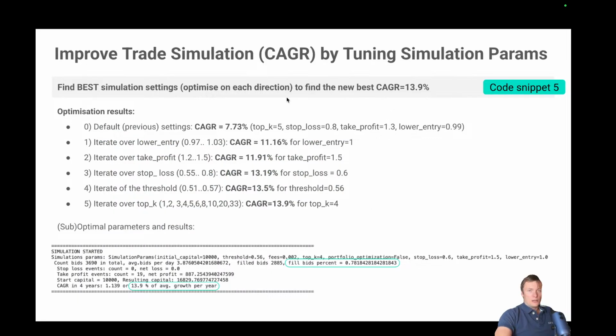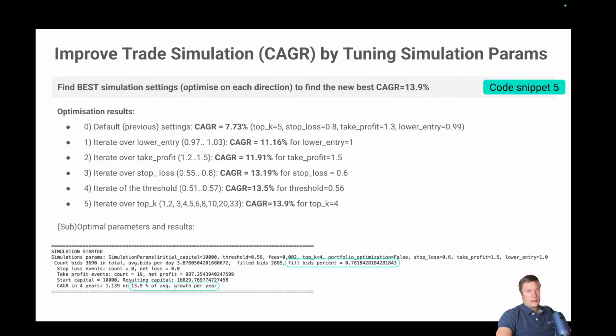Now I want to show you the iteration over different parameters, and how we could grow the initial 7.7% to 13.9% of returns by adjusting those parameters. You see that there are many parameters, like only here there are 1, 2, 3, 4, 5 parameters. So there are at least 5 parameters, and you can define many numbers for each of the parameters that they may take.